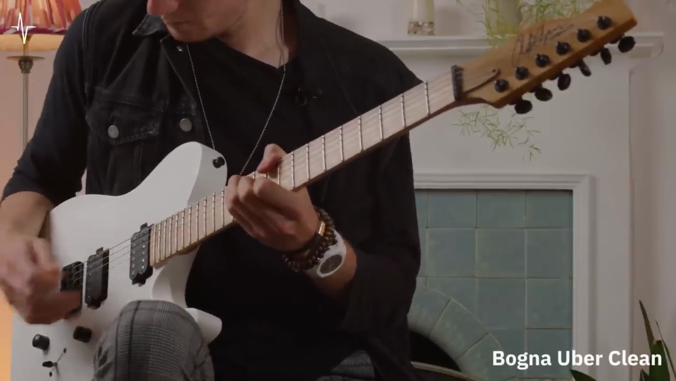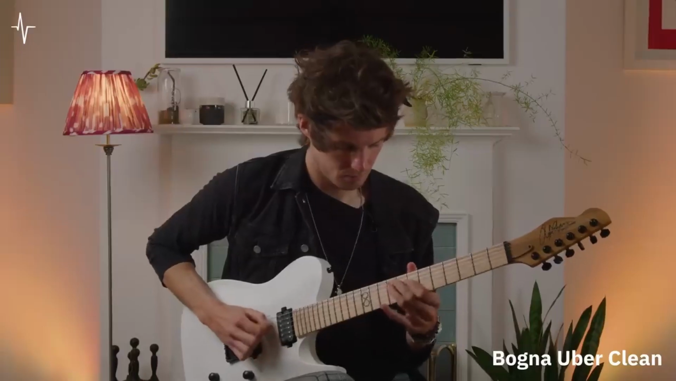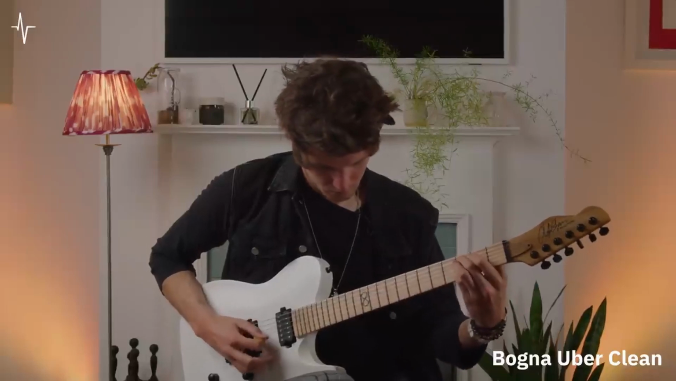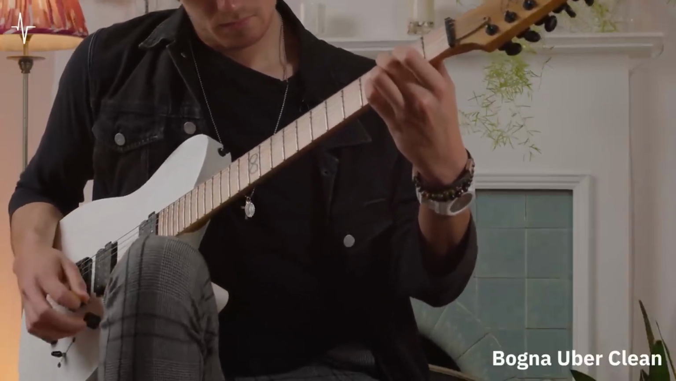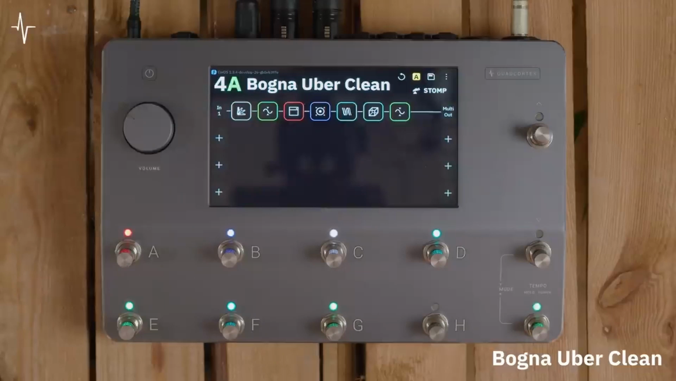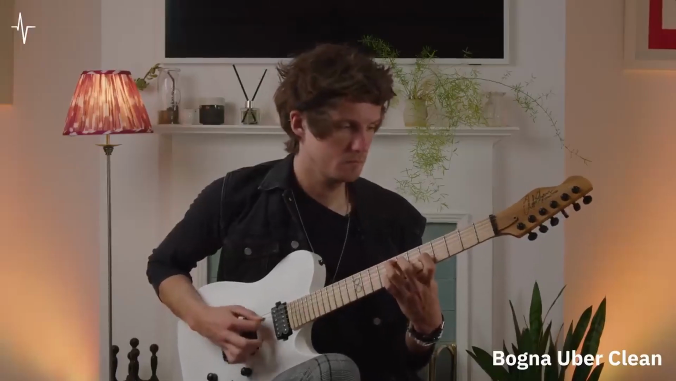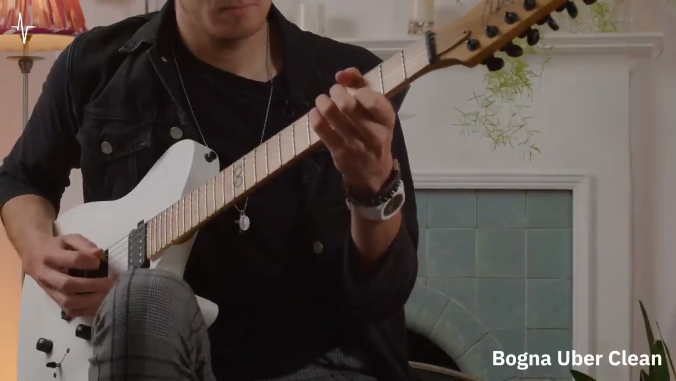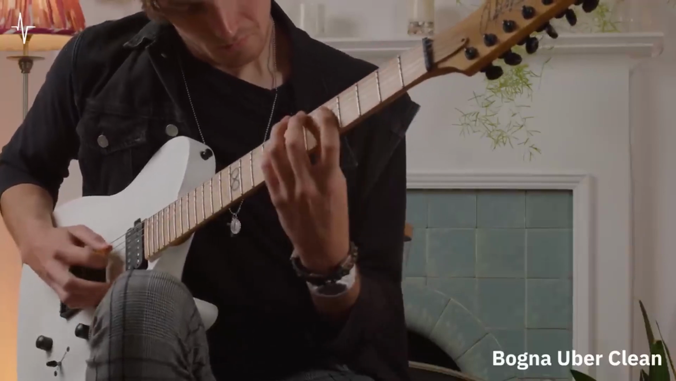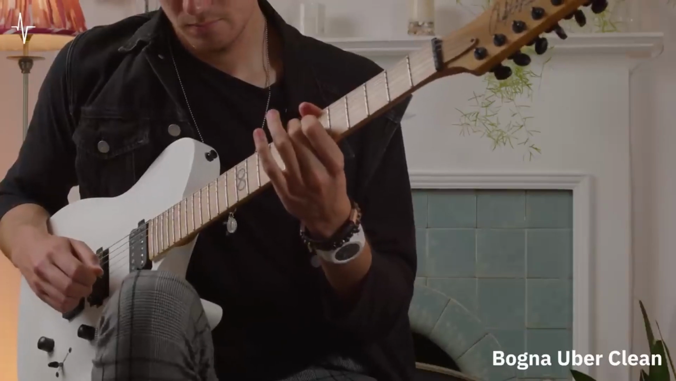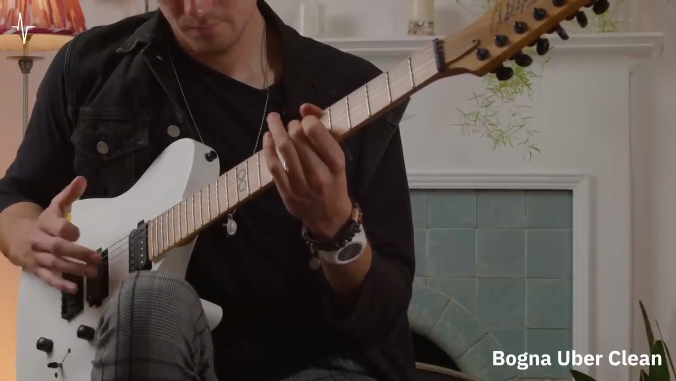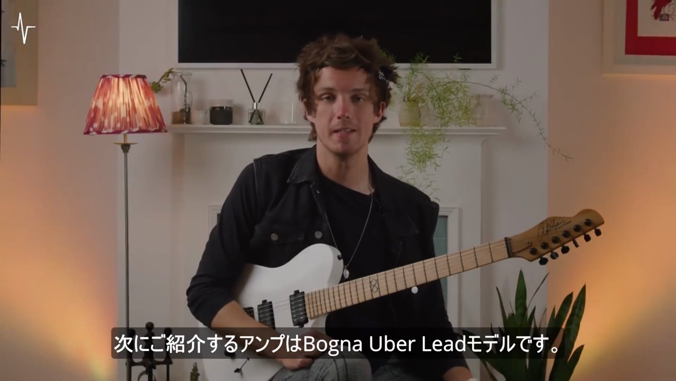Moving on to amps, the first amp we've added is a Bogner Uber Clean, and here's how that sounds. The next amp we're going to have a look at is the Bogner Uber Lead model.